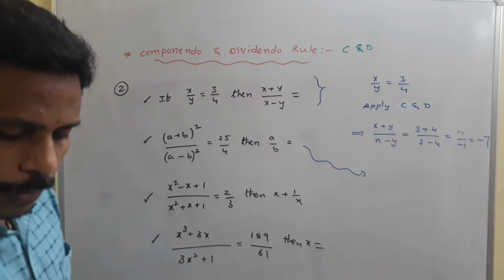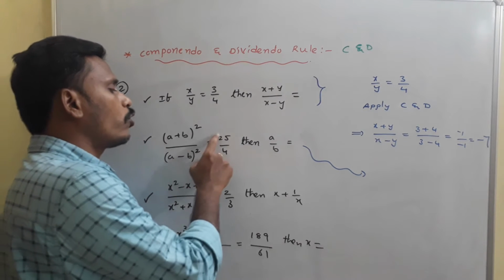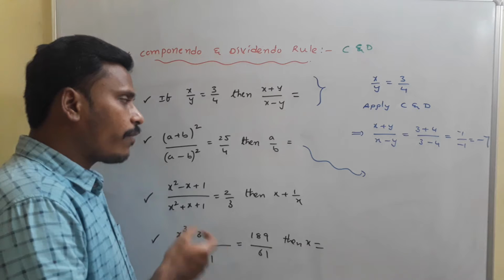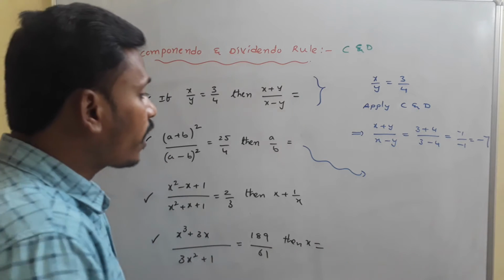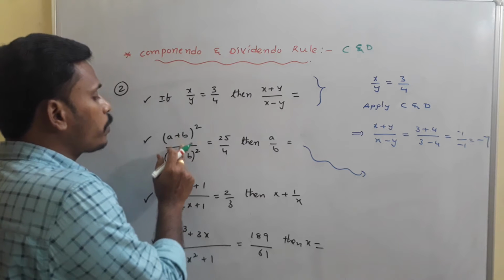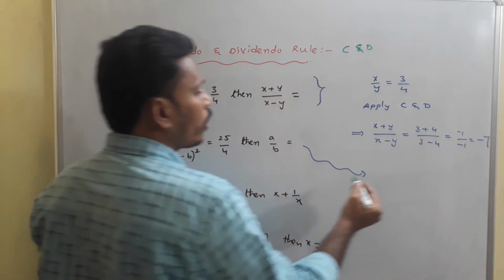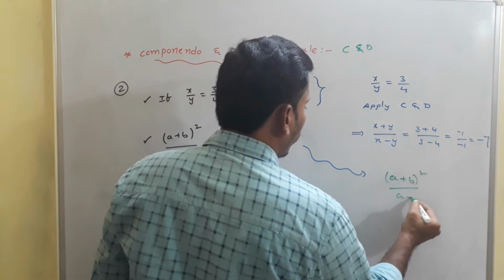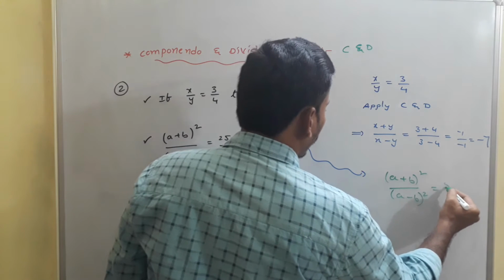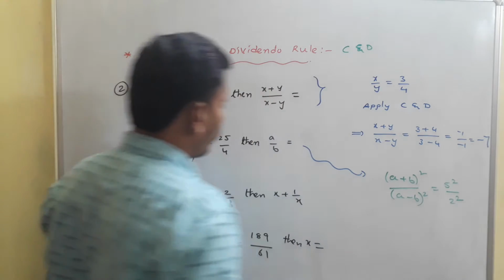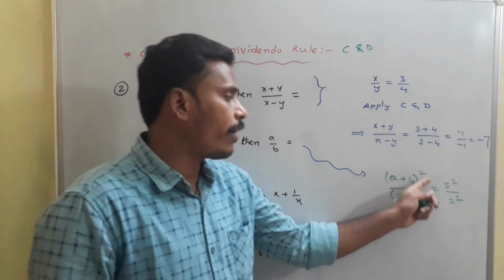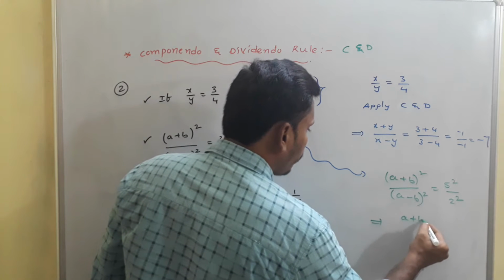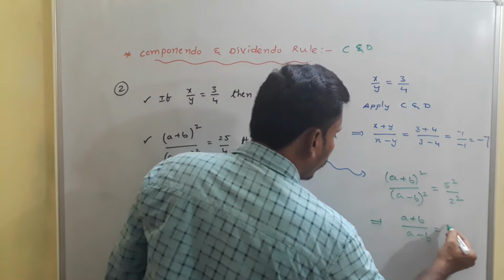Here I have (a plus b) whole square by (a minus b) whole square is equal to 25 by 4, and our target is to find a by b. As I said, we have a chance to move with the cross multiplication method, but here I am using componendo and dividendo. From there, one thing is clear: (a plus b) whole square divided by (a minus b) whole square is equal to 5 square by 2 square, because it is 25 and 4. This side we have squares and that side we have squares. You just remove those squares, then you will get (a plus b) by (a minus b) is equal to 5 by 2.